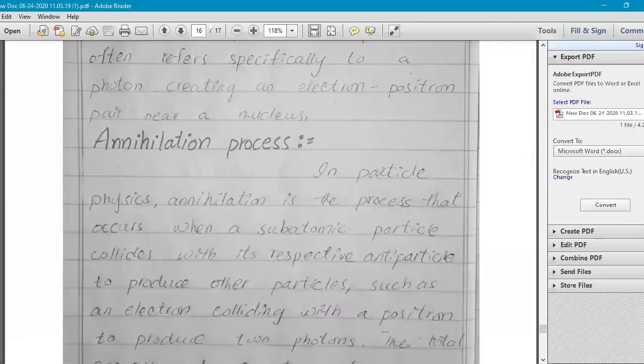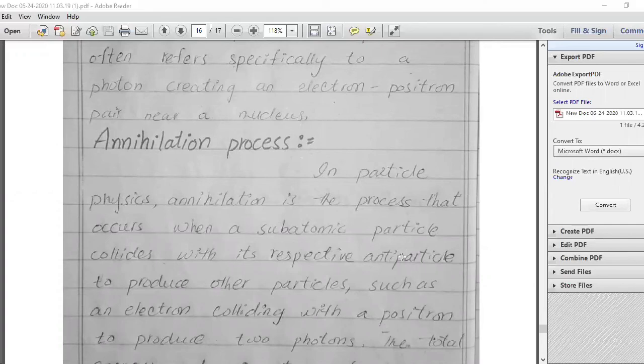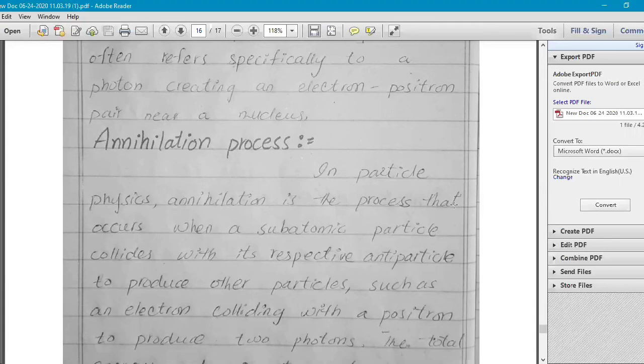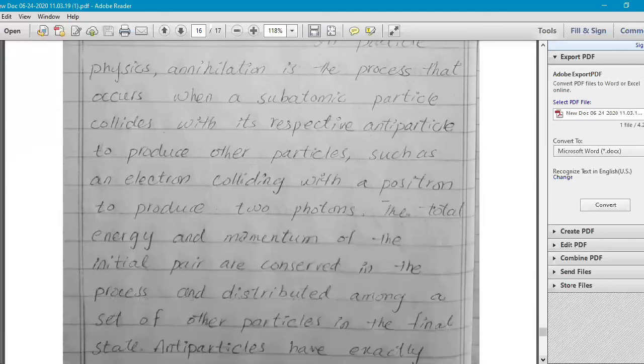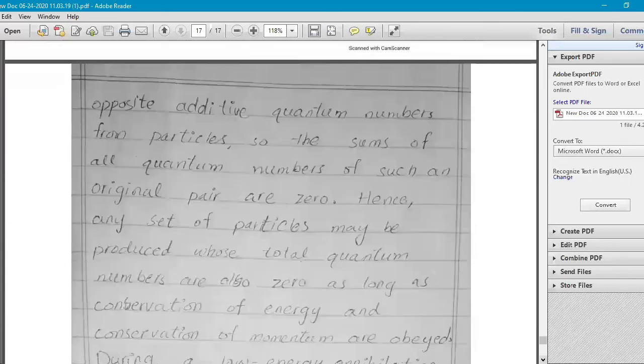Next, we have the annihilation process. It's basically a particle physics process that occurs when a subatomic particle collides with its respective antiparticle, producing other particles, such as two photons.